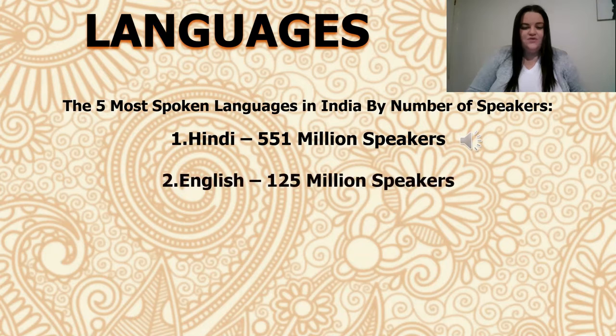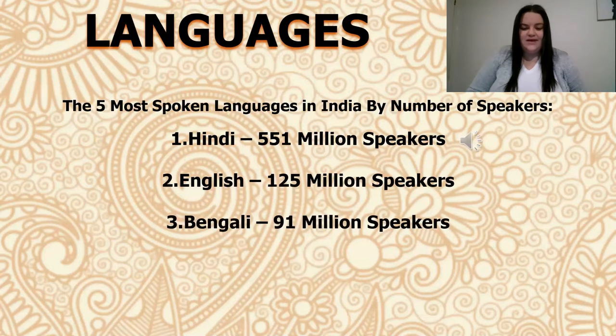Number 2 is English, with 125 million speakers. English is one of the official languages of the federal government of India. In some states of India, such as Nagaland and Arunachal Pradesh, English is an official language. English has been taught in schools in India since the days of the East India Company in the 1800s during the British Raj era.